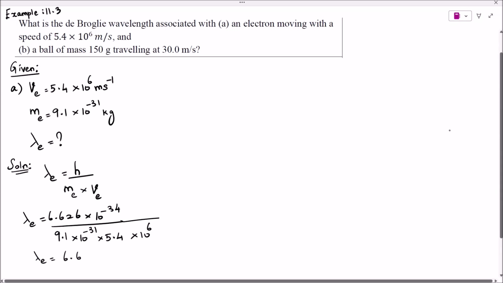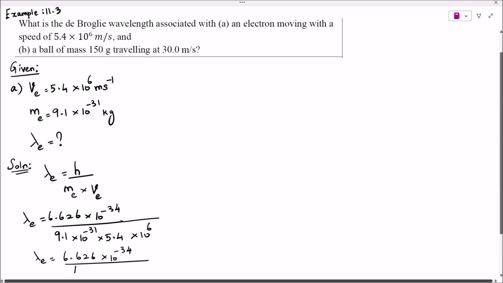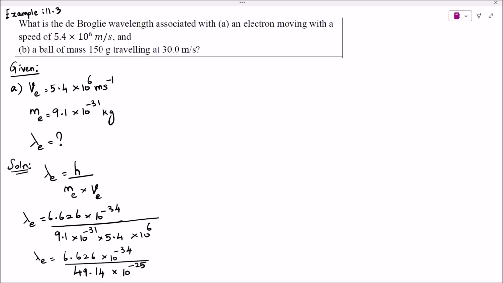So it is written as 6.626 × 10^-34 divided by 9.1 times 5.4, which is 49.14, into 10 power minus 31 plus 6, which is minus 25.